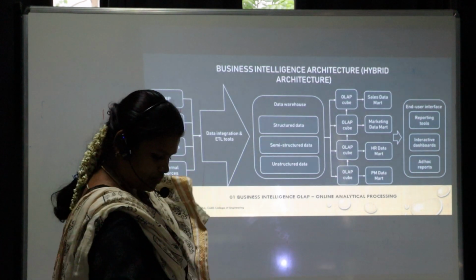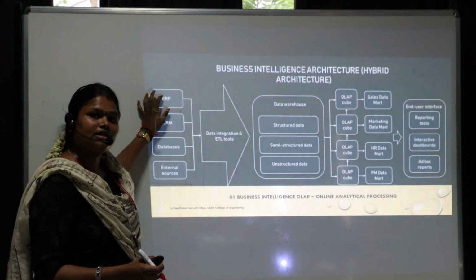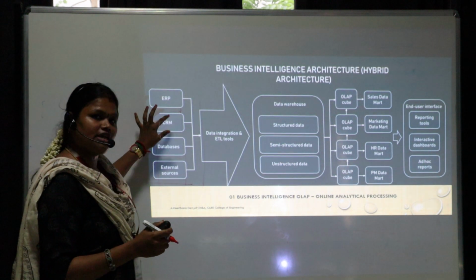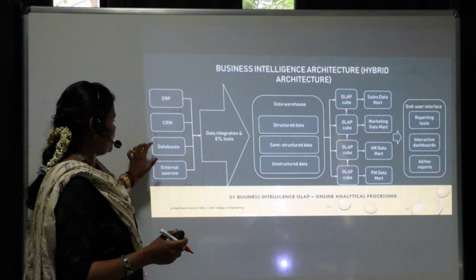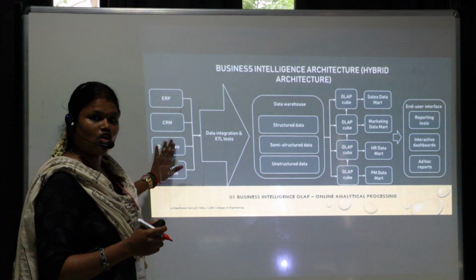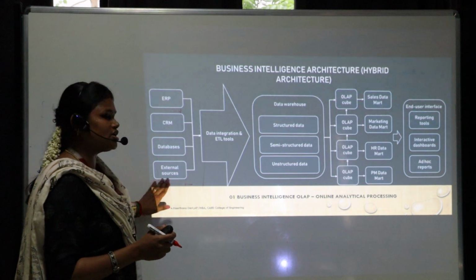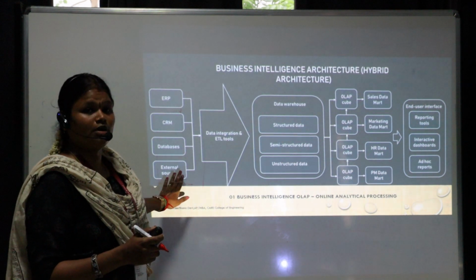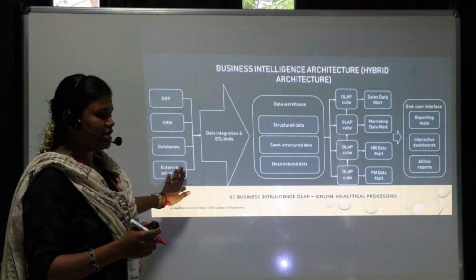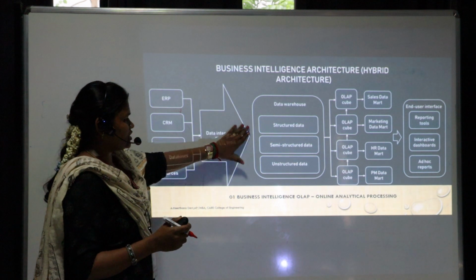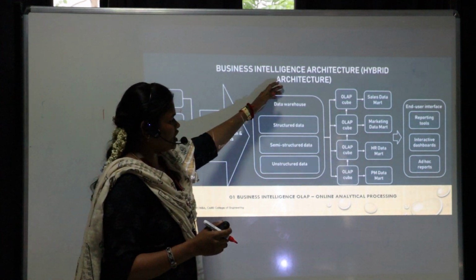They'll have ERP data that is given by the HR department. This customer relationship management data is collected from the marketing department. Databases are previously available in every organization, and there are external sources like social media content, their website, or customer feedback. They'll collect these external sources, integrate them into a statistical process, and go for a data warehouse.